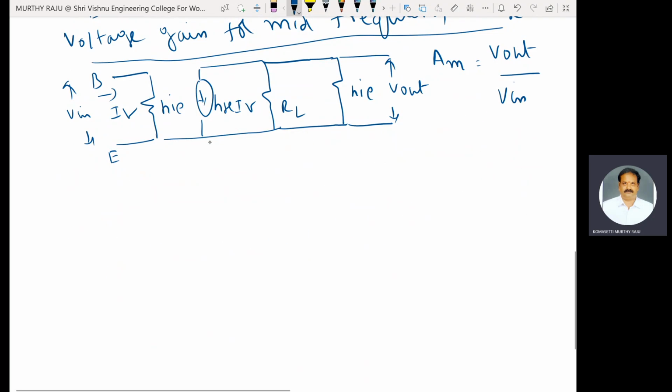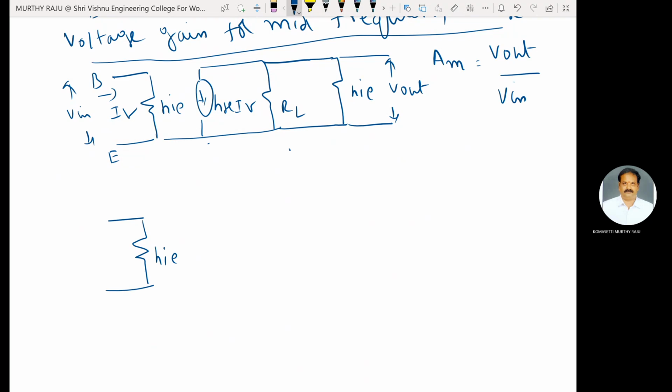This is the current source in parallel with RL. A current source in parallel with any resistance is replaced with a voltage source in series with resistance. This one is HIE, base, emitter, IB, V. The direction is from top to bottom.